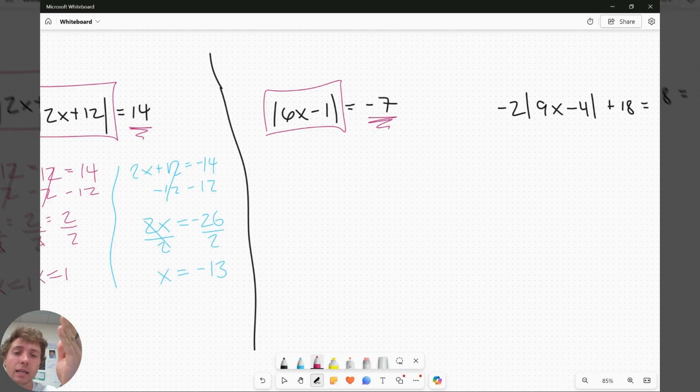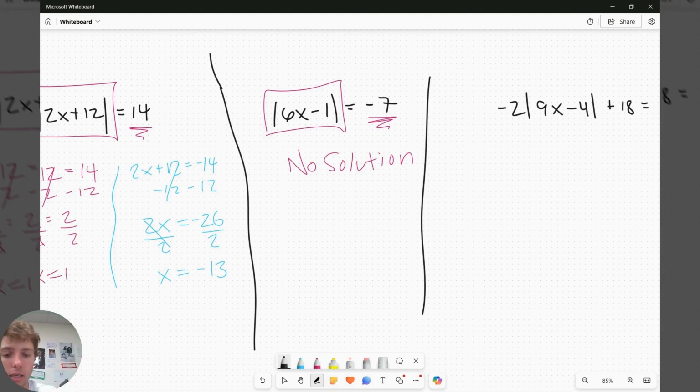You can't take a distance and make it negative. So if this ever occurs, what you get is no solution. Realize you can only say that you have no solution when there is nothing outside of those absolute value bars. Let's see what I mean by that on this next example.